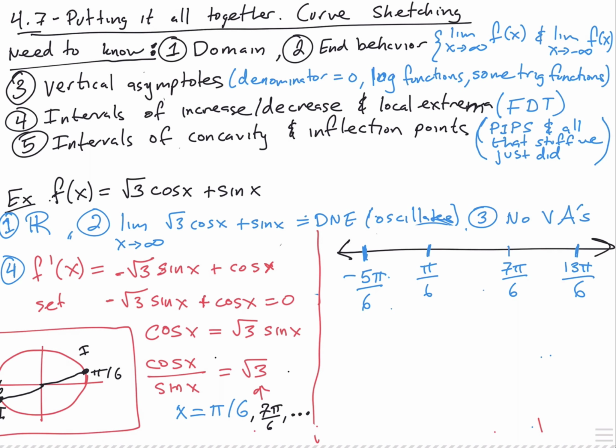All right, so now, what are some good test points? So remember, think easy numbers to evaluate trig functions at. So less than minus 5 pi over 6, what would be a really easy one? Negative pi, good. What about between minus 5 pi over 6 and pi over 6? 0. Okay. Pi. Next one. 2 pi.